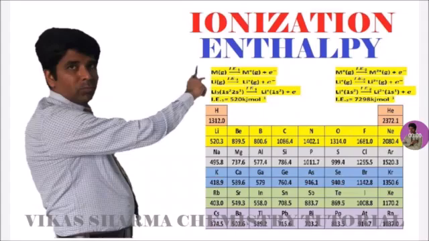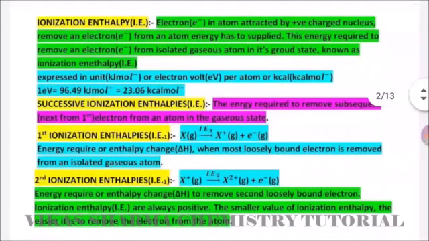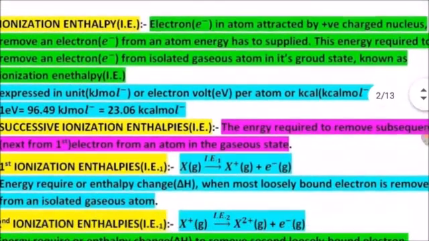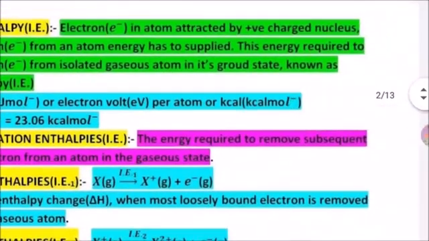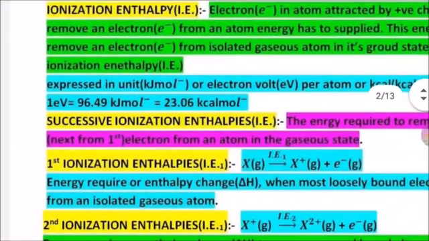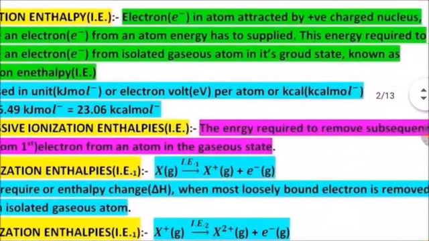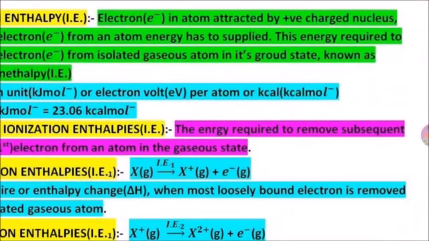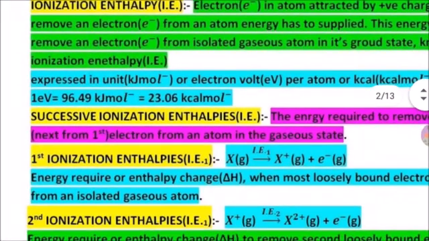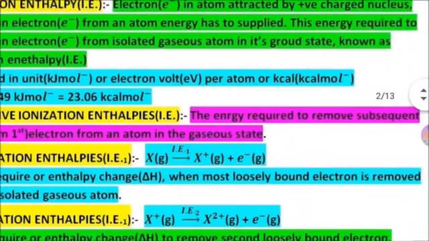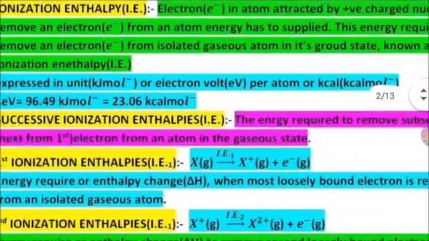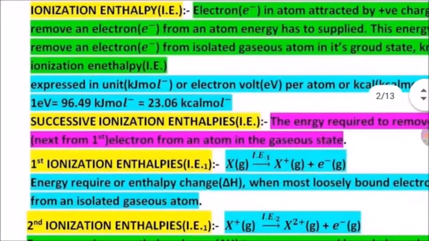Dear student, let me start the topic ionization enthalpy. What is ionization enthalpy? When an electron in an atom is attracted by the positively charged nucleus, energy has to be supplied to remove that electron from the atom. This energy required to remove an electron from an isolated gaseous atom in its ground state is known as ionization enthalpy.